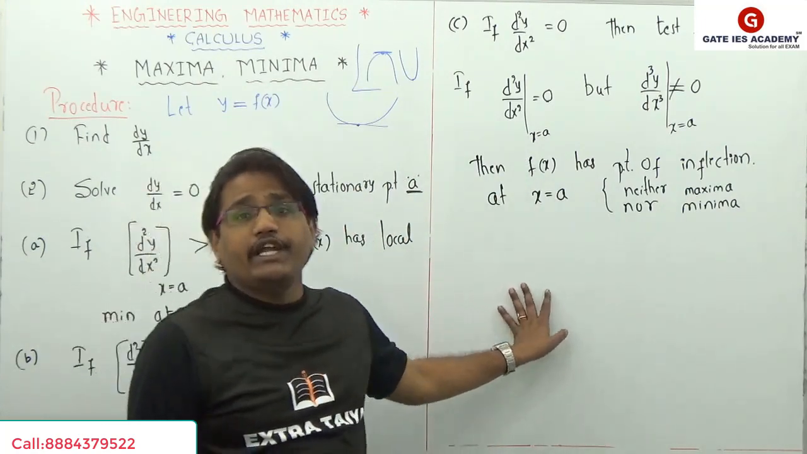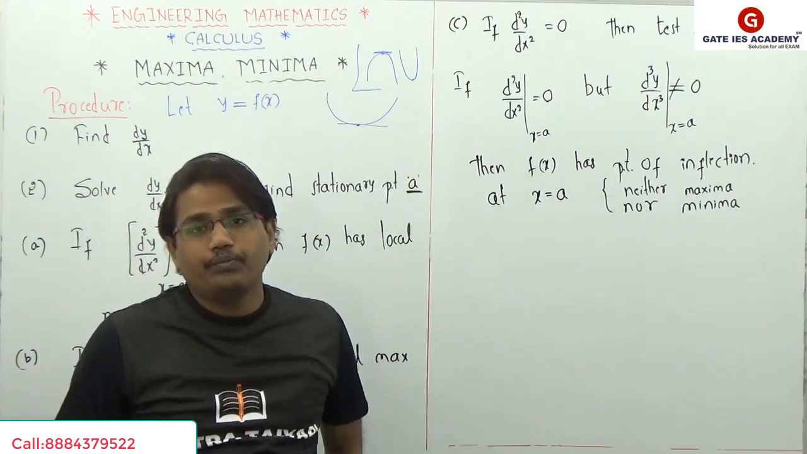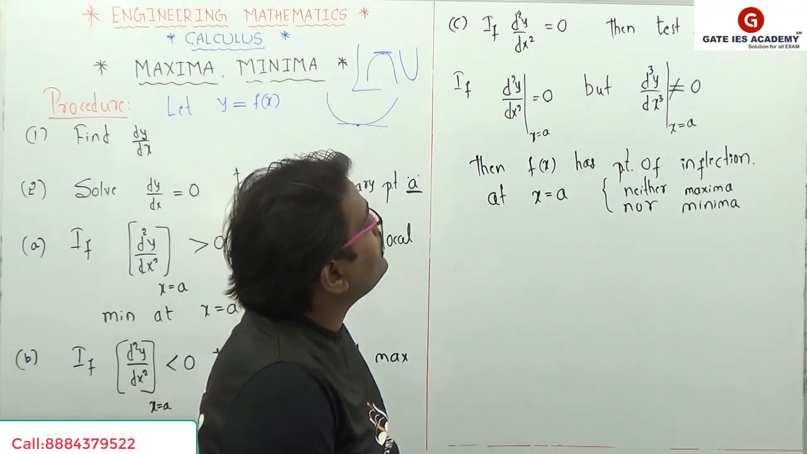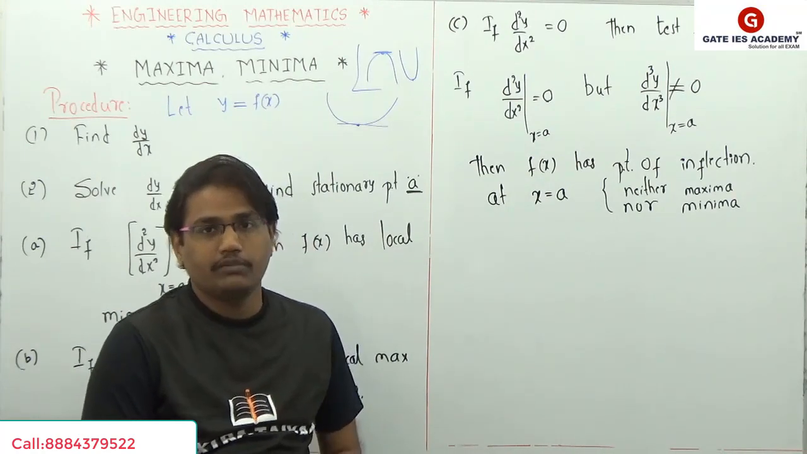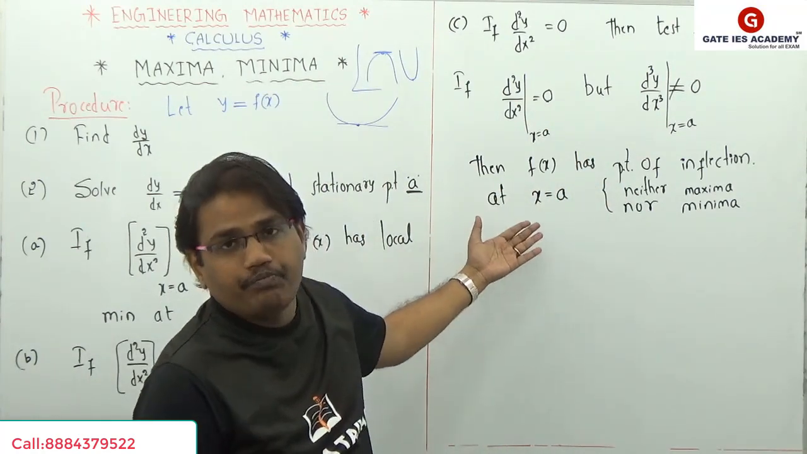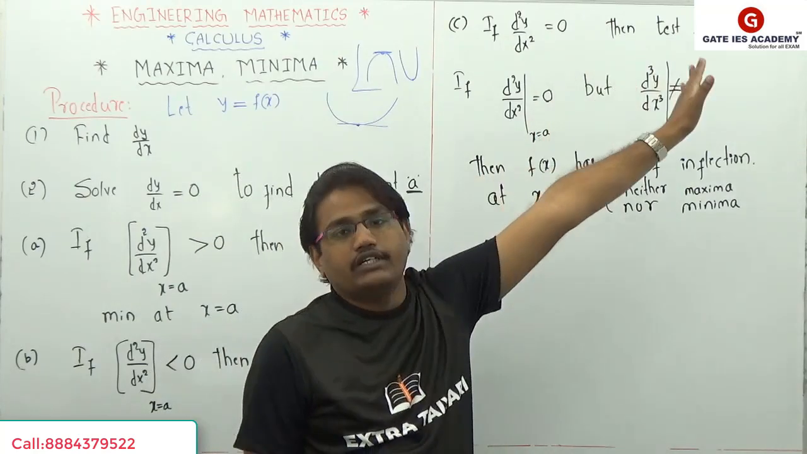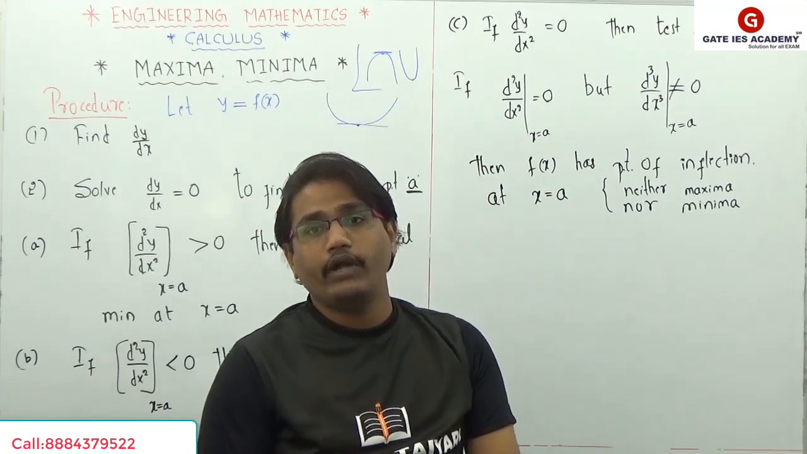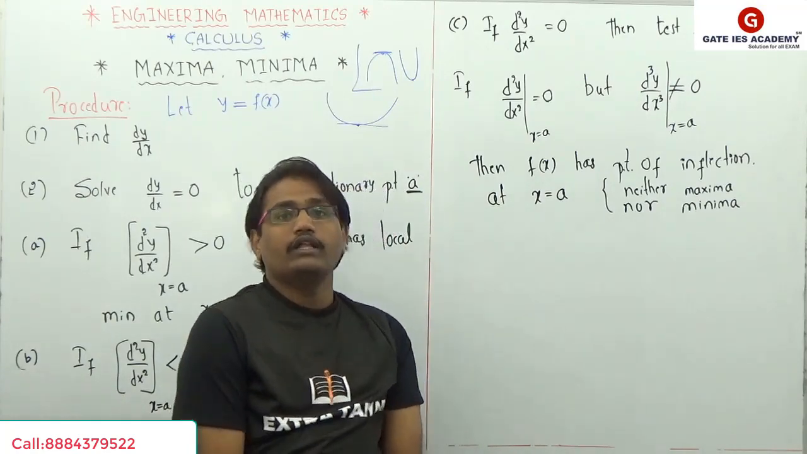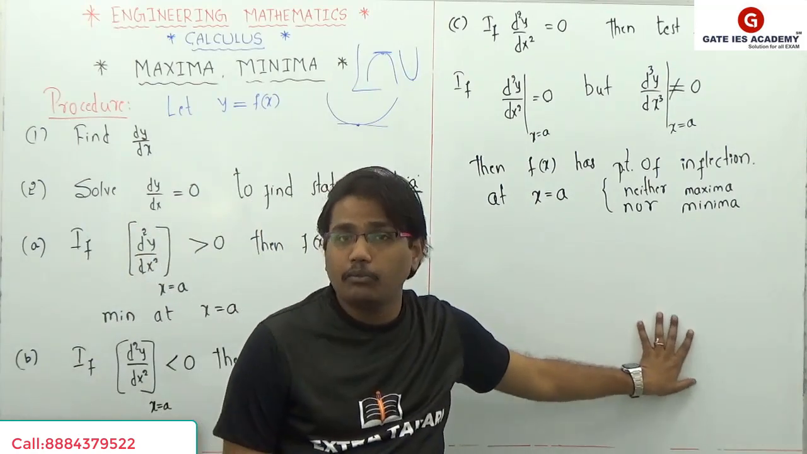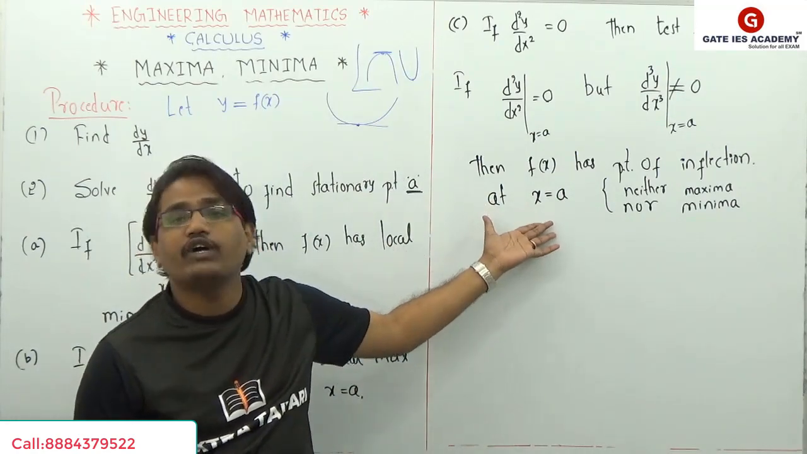Then if the second derivative comes out to be 0, what to do? If the second derivative comes out to be 0, then the test fails. This test fails. Then what you need to do is find the third derivative. If the third derivative at that point is non-zero, then we can conclude that that particular stationary point is a point of inflection.